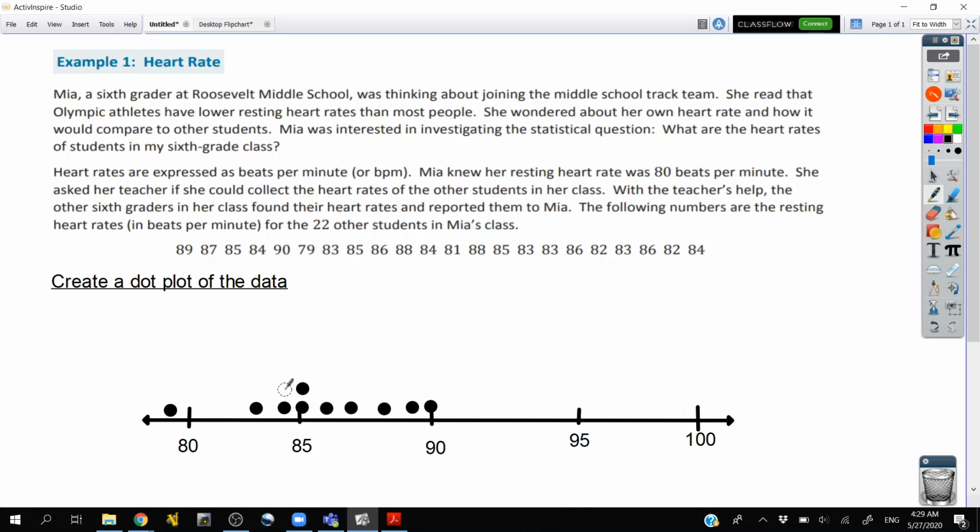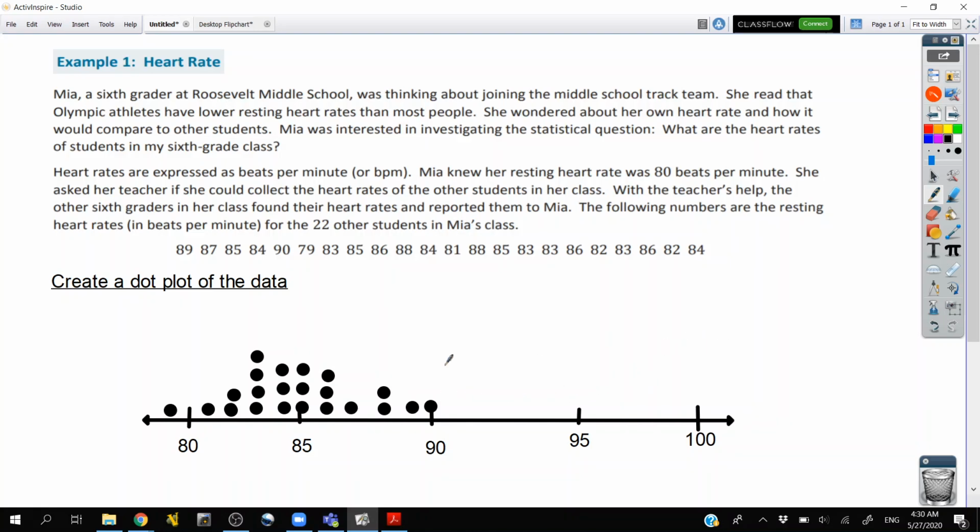84 is here, 81. And so you should be copying this into your worksheet as we go. 88, 85, 83, that's 83, and then another 83. 86, 82, 83, another 86, another 82, and an 84.